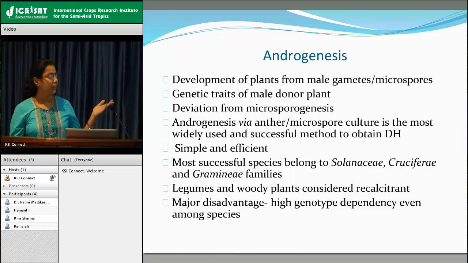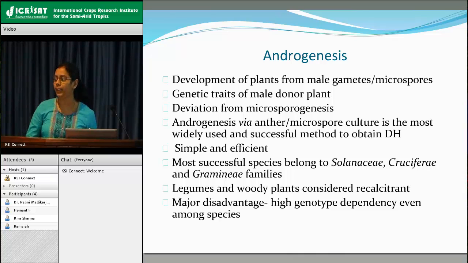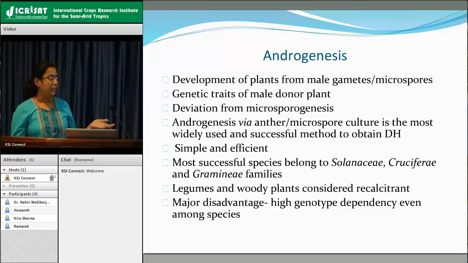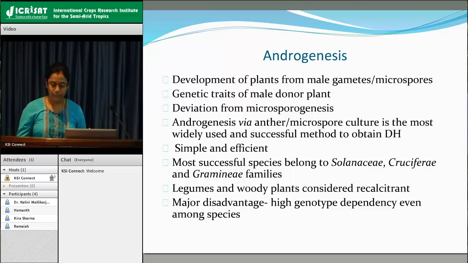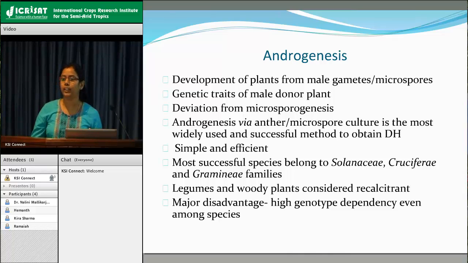And as I already mentioned, Solanaceae, Cruciferaceae and Graminaceae families are the most widely used and successful plants for androgenesis. However, legumes are still known to be recalcitrant, and even some woody plants are recalcitrant, and surprisingly, the model crop Arabidopsis thaliana is also still under experimentation for double haploids, but there are only preliminary experiments to test for the genes which are involved in androgenesis, but there is no protocol as such. The major disadvantage of androgenesis is the genotype dependency, and even among the species of the same crop, there is a lot of genotype dependency, which I have also observed in my experiments with chickpea.